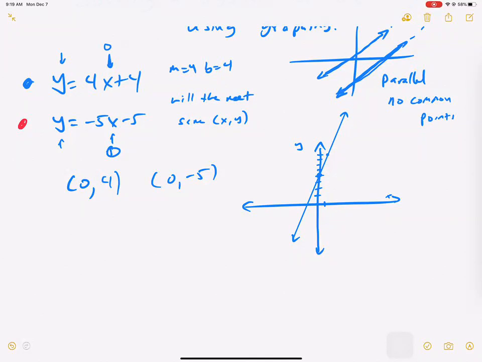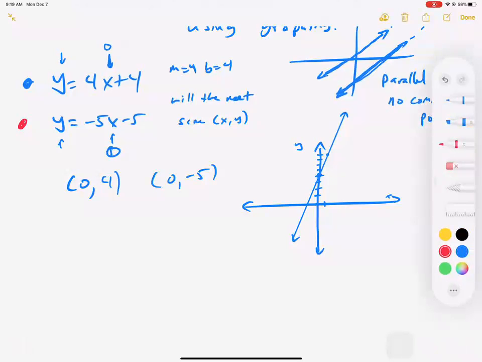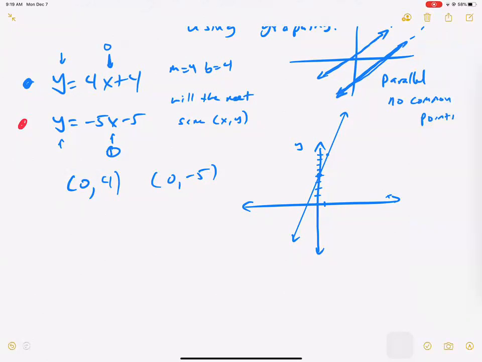Let's graph the second line now. We said we'd graph this in red. My y-intercept for the second line is negative 5. Negative 1, 2, 3, 4, 5. And my slope is negative 5 over 1. M is negative 5. Our b value is negative 5. So negative 1, 2, 3, 4, 5, and over 1.